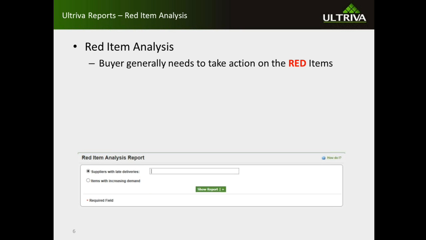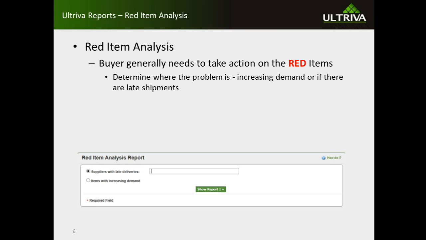With this, if you've got a red item, it generally means someone, perhaps the buyer, needs to take action on some of the red items. This particular report will help you determine where the problem is. A lot of times if the item is red, it's one of two things: increasing demand, meaning you're consuming more than you thought you were, or perhaps there are late shipments due from your supplier.